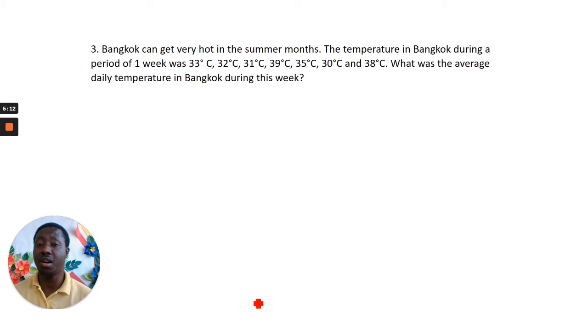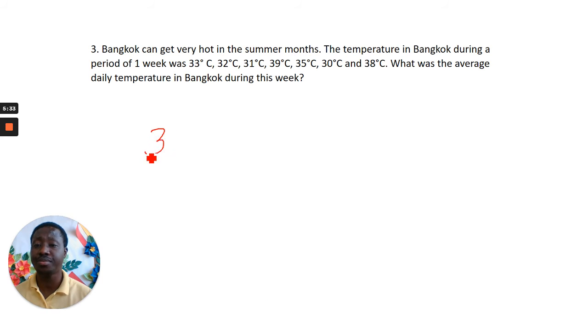Bangkok can get very hot in the summer months. Yeah, Songkran, April, very, very hot. Long month, hot. Okay. The temperature in Bangkok during the period of 1 week is 33. So we have the temperature for 1 week. What is the average?